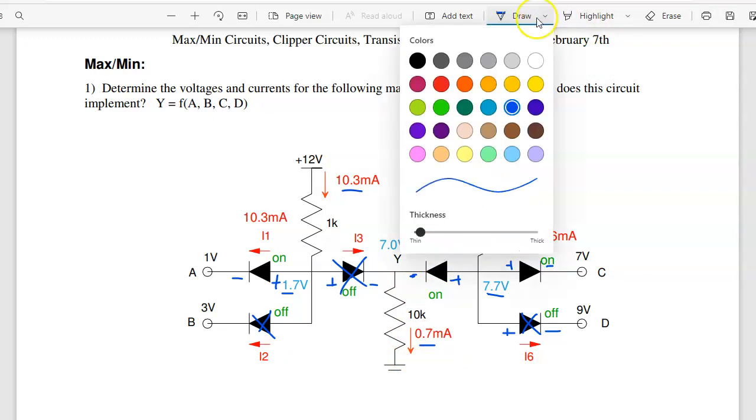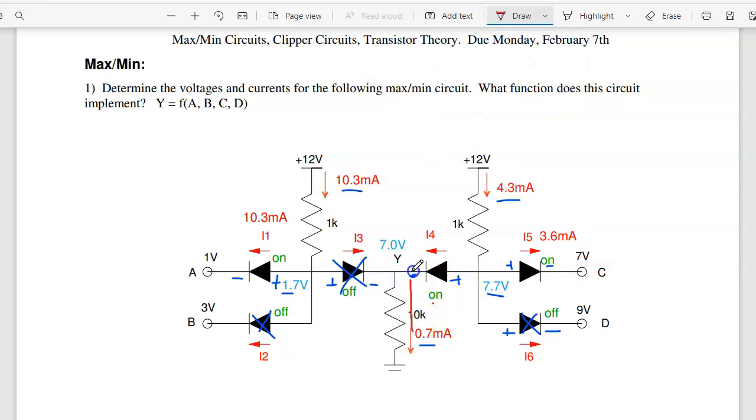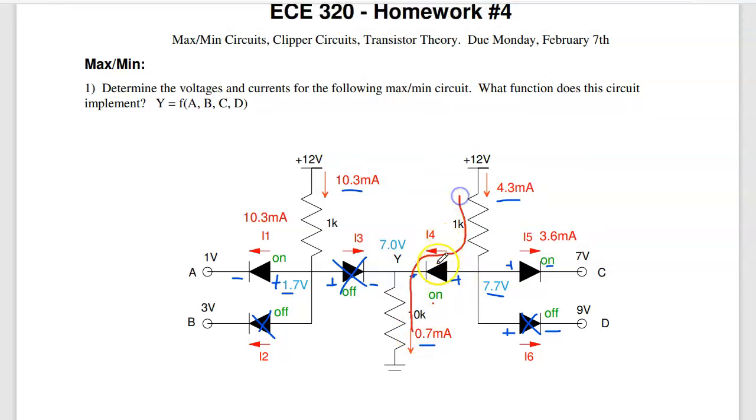Let's change the color to red. So since only diode 4 is on, this 0.7 milliamps comes from this way. So that's 0.7. The 4.3 milliamps has to go somewhere. 0.7 goes left, so the remainder goes right. That's 3.6 milliamps. 10.3 milliamps has to go somewhere. Diodes 3 and 2 are off, so the only choice it has is to go through diode 1. So that's 10.3 milliamps. So that's how you solve this first problem, finding the voltages and currents.